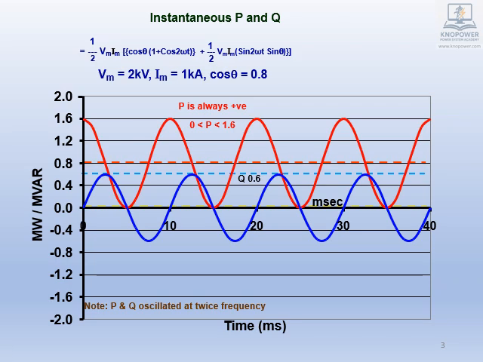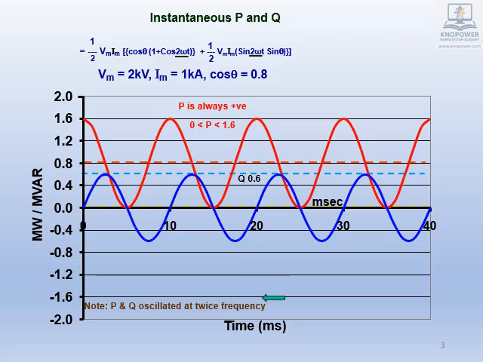Let us illustrate the real and reactive power concept with a numerical example. The equation for instantaneous power is as shown. The first part is real power, and the second part is reactive power. Deliberately we have chosen Vmax as 2 kV and Imax as 1 kA, so that 1 by 2 times Vmax into Imax is 1, a nice round number. This makes further analysis easy to follow. Power factor cos theta equals 0.8. Therefore sin theta equals 0.6.